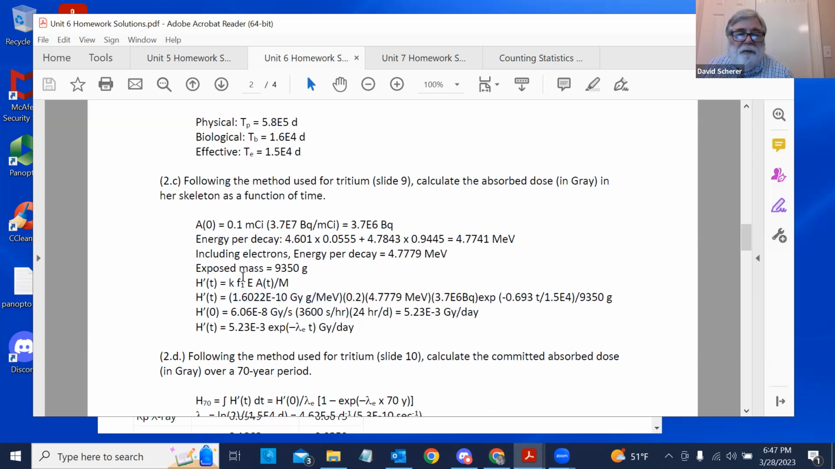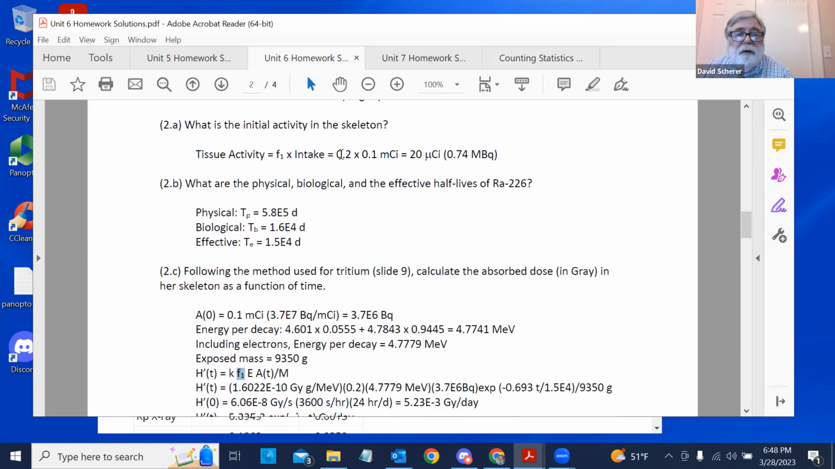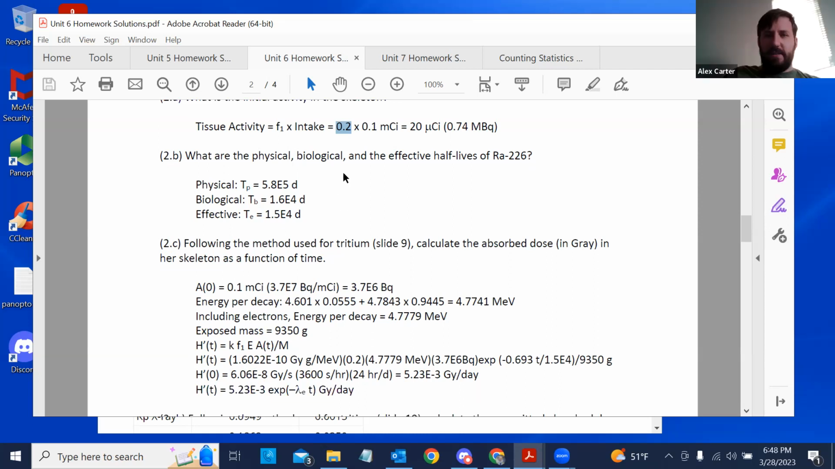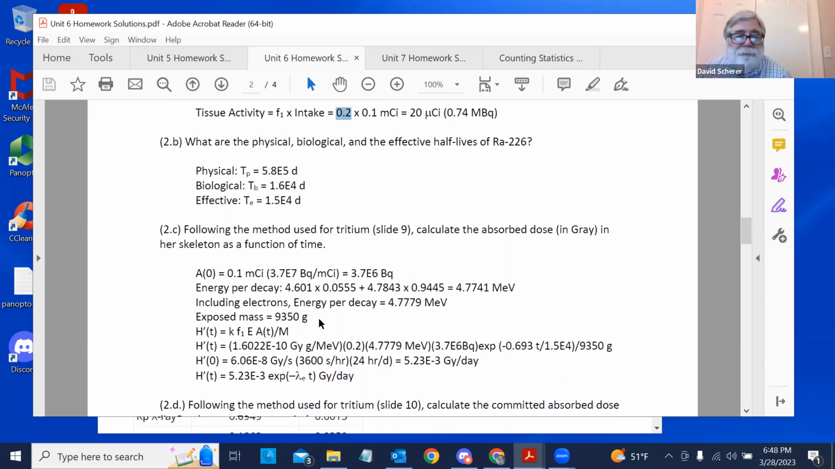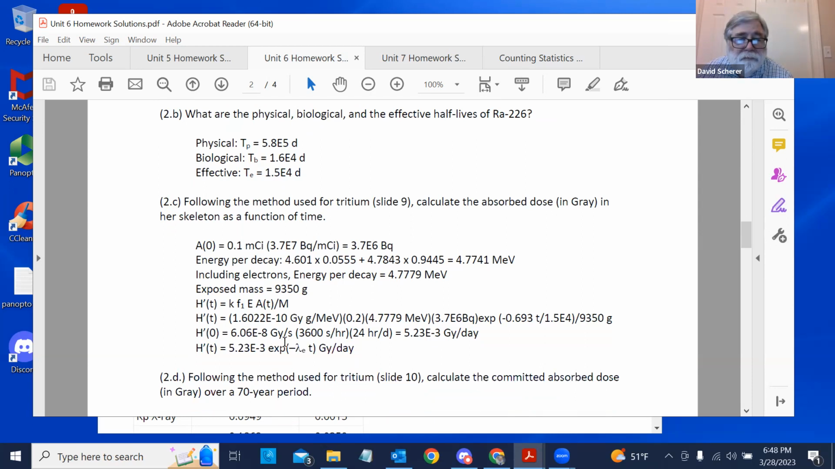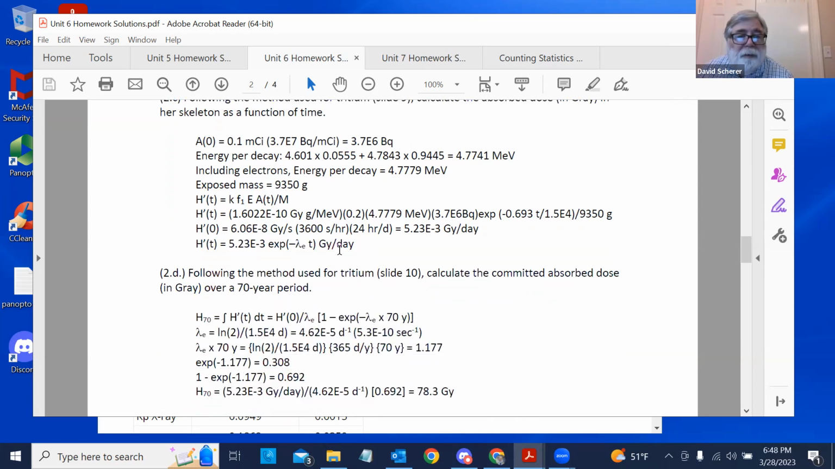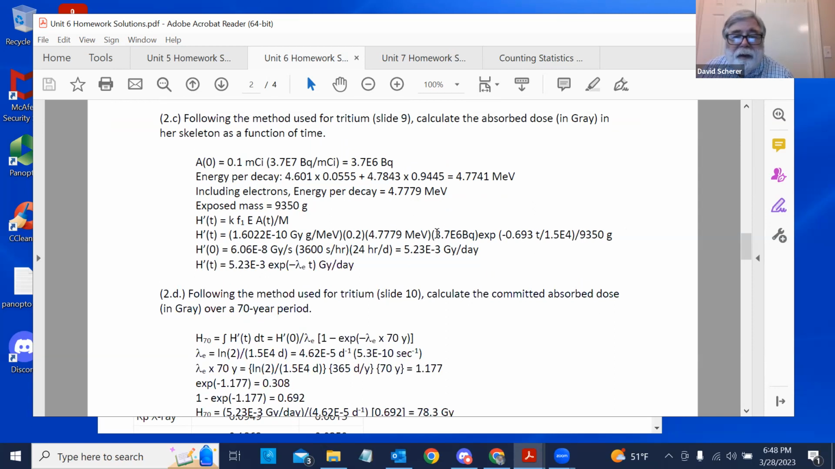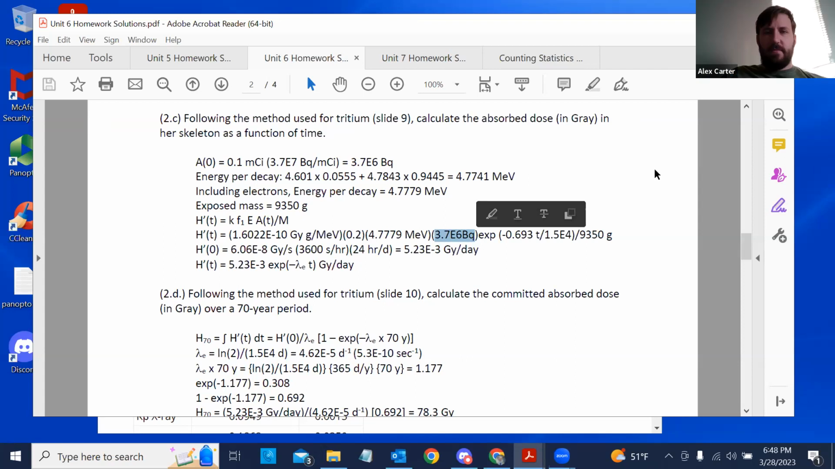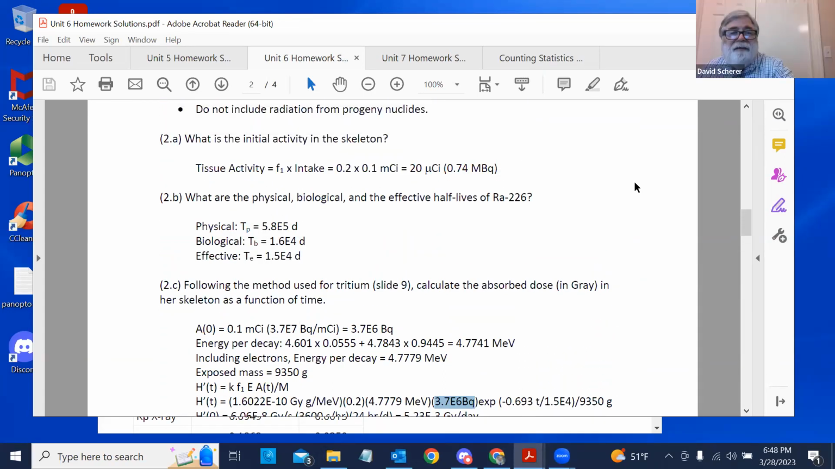Okay. Now the F1, many people put in 1 because when we did tritium, the F1 was 1. F1 is not the number of photons that are absorbed locally. F1 is the fraction of intake that ends up in the body, in the serum. That's not double counting it. When I did the formula, the activity I used was the original activity, the intake activity.